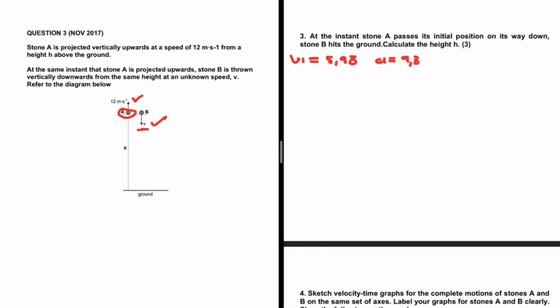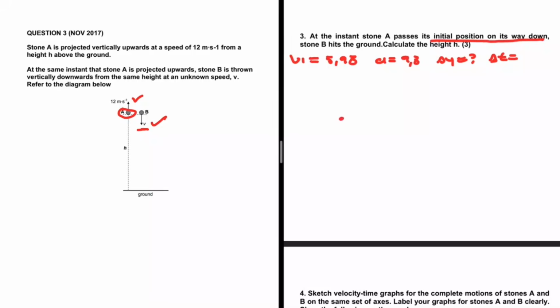And then we're supposed to calculate the height h. The displacement of stone B as it strikes the ground will be the height h, right? So delta y, it's what we are interested in. Which other variable do we have? We actually have the time. Let me show you how. Let's take a look at the question again. At the instant stone A passes its initial position on its way down, stone B hits the ground. Calculate the height h. We've talked about this previously, right?